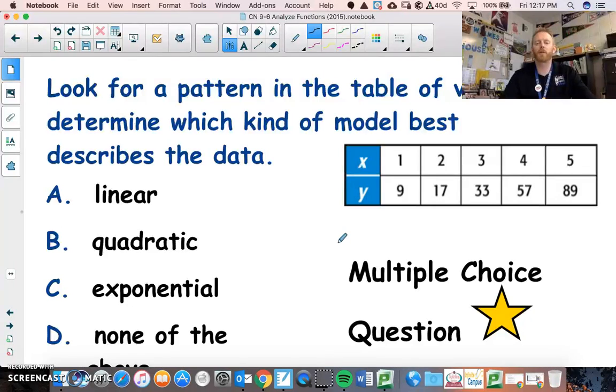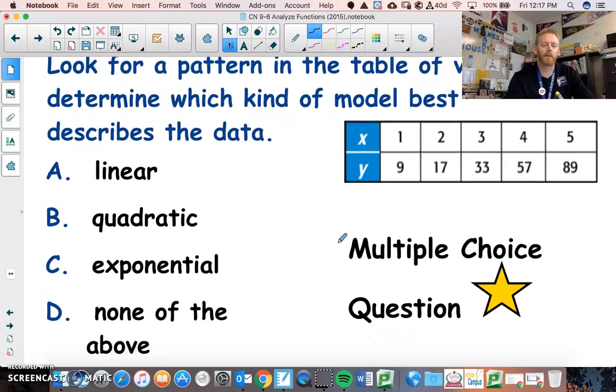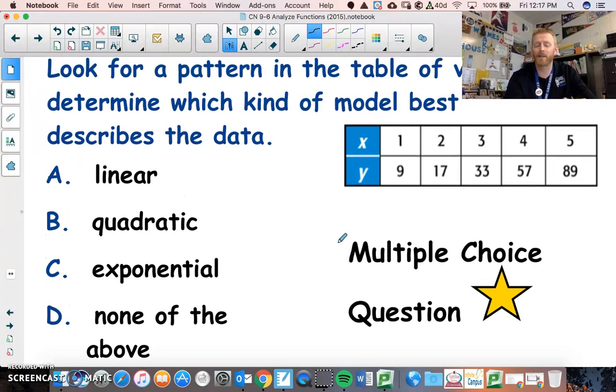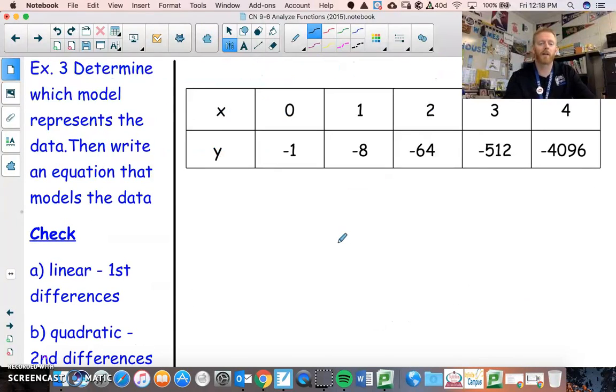All right, here's one for you to try on your own. Your job is just to look for the pattern, choose if it's linear, quadratic, exponential. You don't even have to make an equation like I just did. So check that out. We'll go over this problem when you return to class. All right, here's another one, and this will be our last one other than your open response. All right, so let's check this one out.